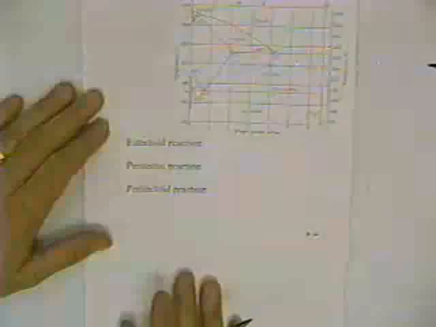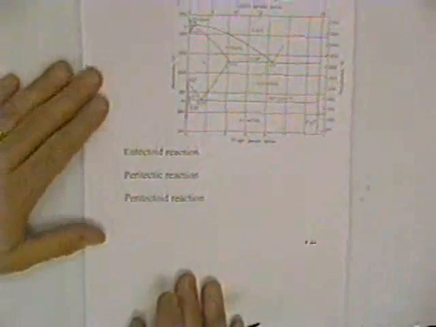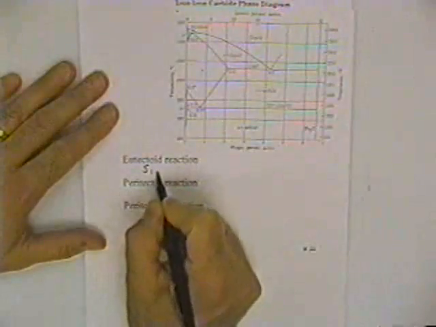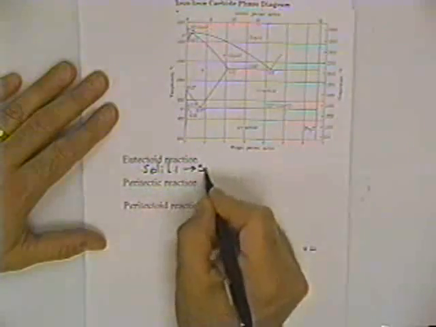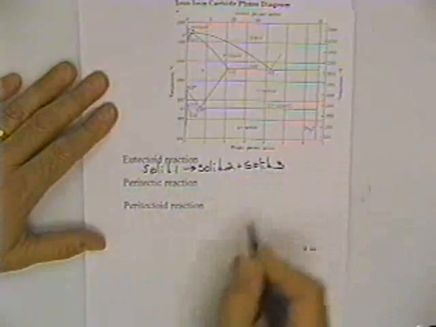Well, I hope that gives you a little bit of an idea how to make some lever rule calculations and how to determine the compositions. Let's go ahead and take a look at the iron-carbon system, because this is probably industrially most important. There's a couple of additional phase reactions that are useful to know. One is the eutectoid reaction, where you have a solid 1 going to solid 2 plus solid 3.